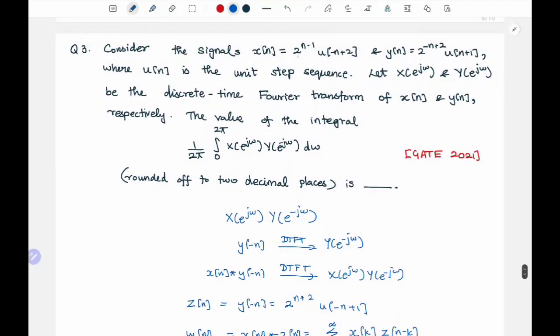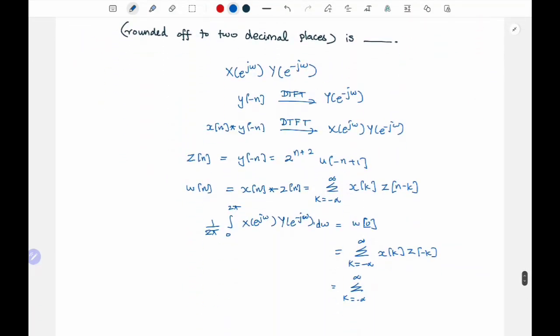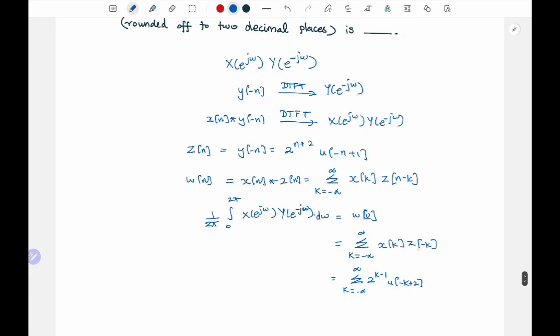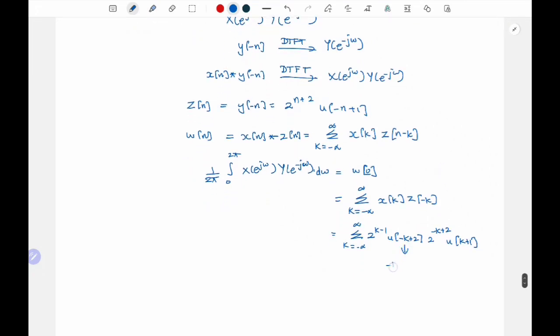X of k is given by this 2 power k minus 1 u of minus k plus 2. And your z of minus k is nothing but 2 power minus k plus 2 u of k plus 1. So this is valid only for k plus 2 greater than or equal to 0, which implies that your k is less than or equal to 2. And what about this, k plus 1 greater than or equal to 0, or k is greater than or equal to minus 1.